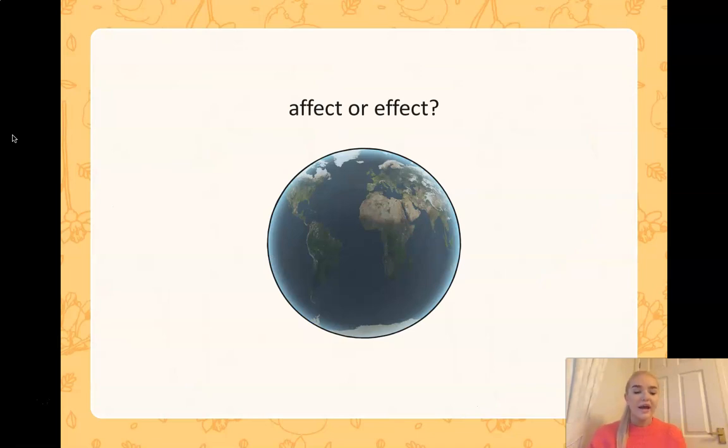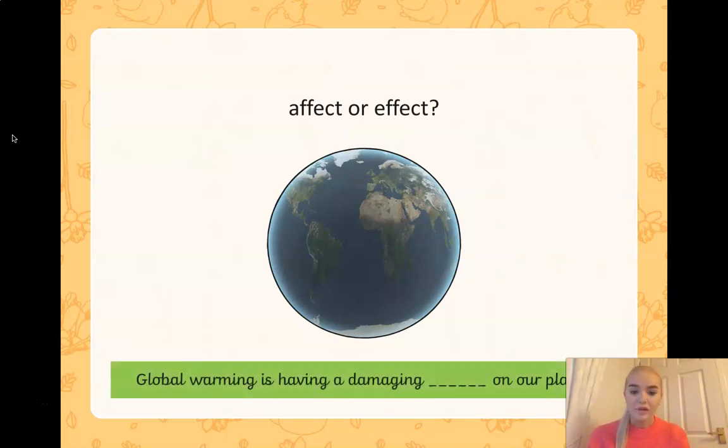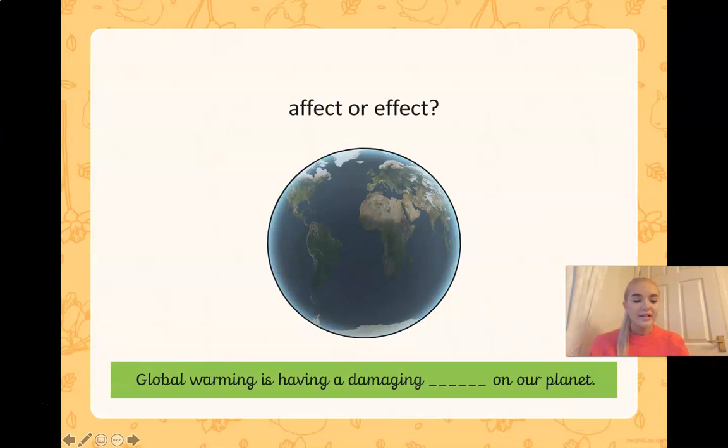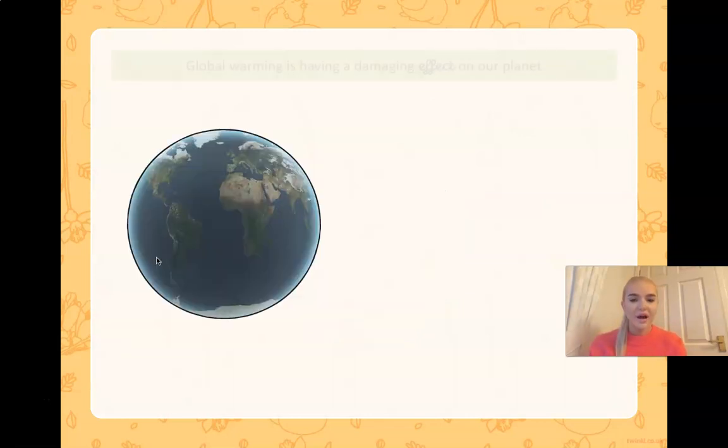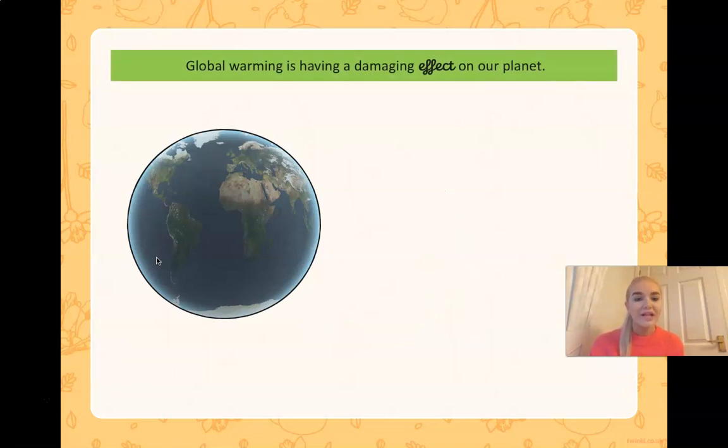Here I have a picture of the world, the globe. Now I've got a sentence and I would like you to finish it using the word affect or effect. Global warming is having a damaging blank on our planet. Pause the video and which word's correct? Okay, did you get it right? Global warming is having a damaging effect on our planet.